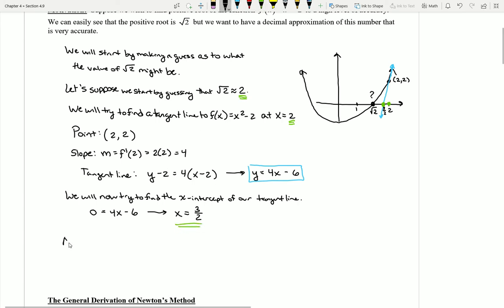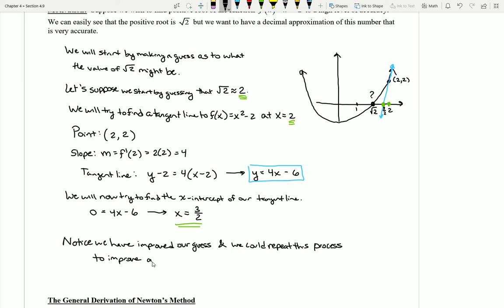So I can see here that we have improved our guess as to what the value of the square root of 2 is. We've inched a little bit closer, and even better, we could repeat this process to improve our guess again and again.